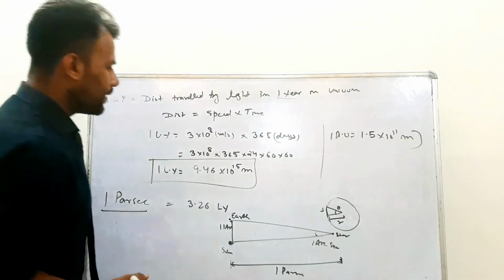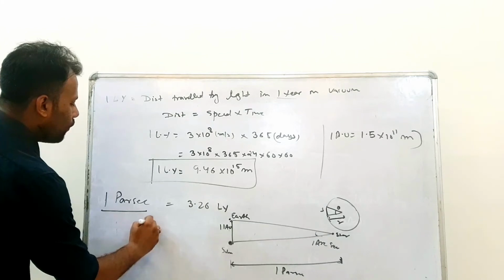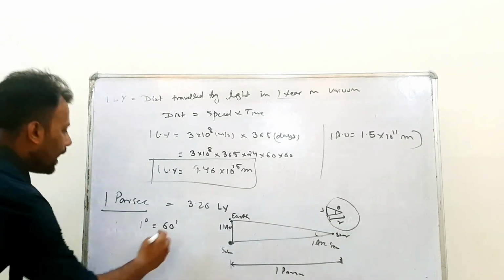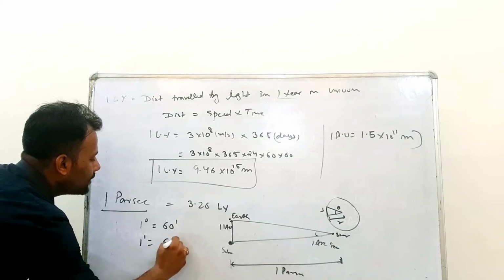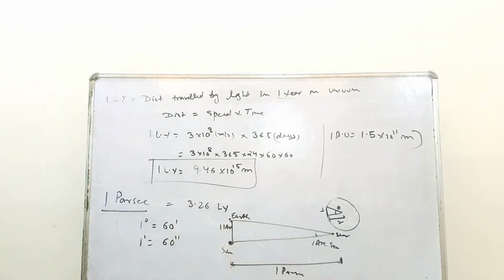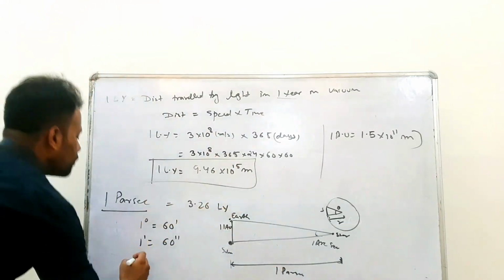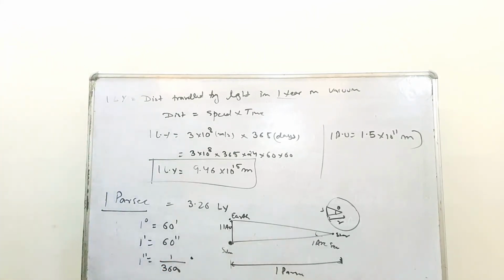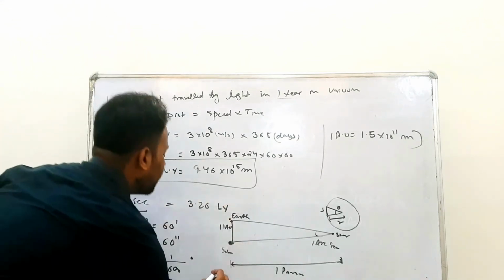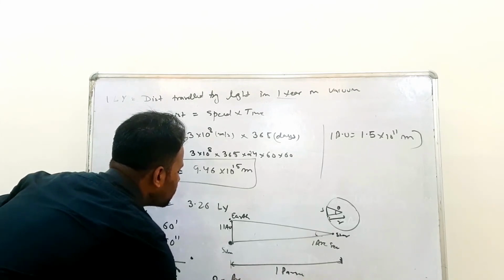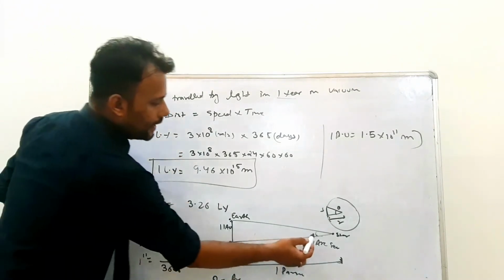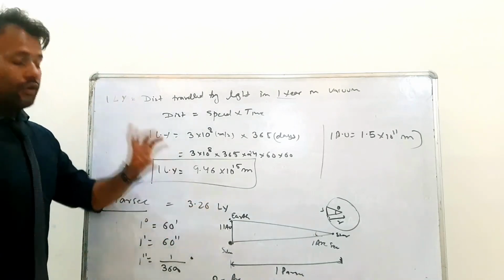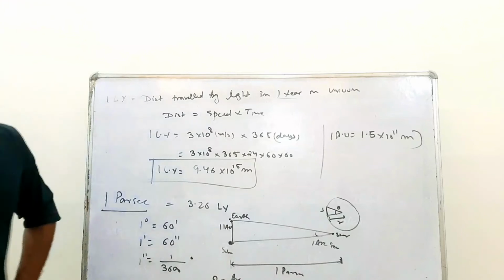Now how do we calculate this? Very important thing, what is 1 parsec? You know that in 1 degree there are 60 arc minutes, and in 1 minute there are 60 arc seconds. So 1 arc second is nothing but 1 upon 3600 of a degree. Now you know the formula that angle equals arc upon radius, right? Here the angle is 1 upon 3600 degree, the arc is 1 AU, and the radius will be 1 parsec.